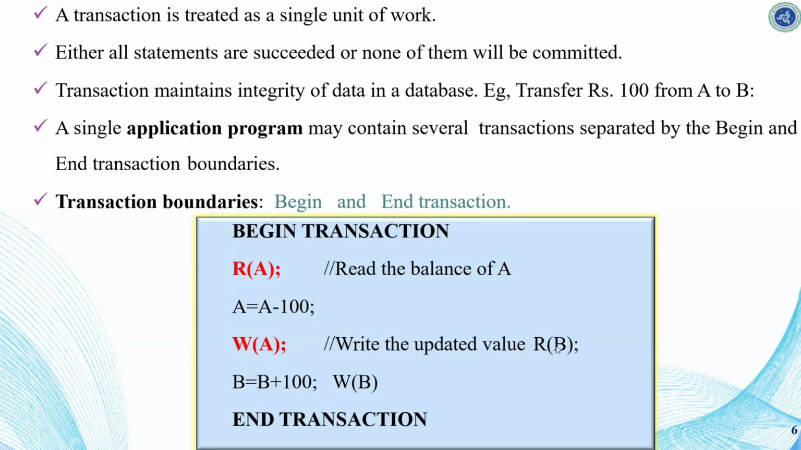Next I am reading the object B, and crediting 100 rupees, so B equals B plus 100. Now write of B, that is, updating the value of B. Of the read and write operations, only these are important: R of A means reading the balance of A, and W of A means writing the updated value of A. Finally, we end the transaction.